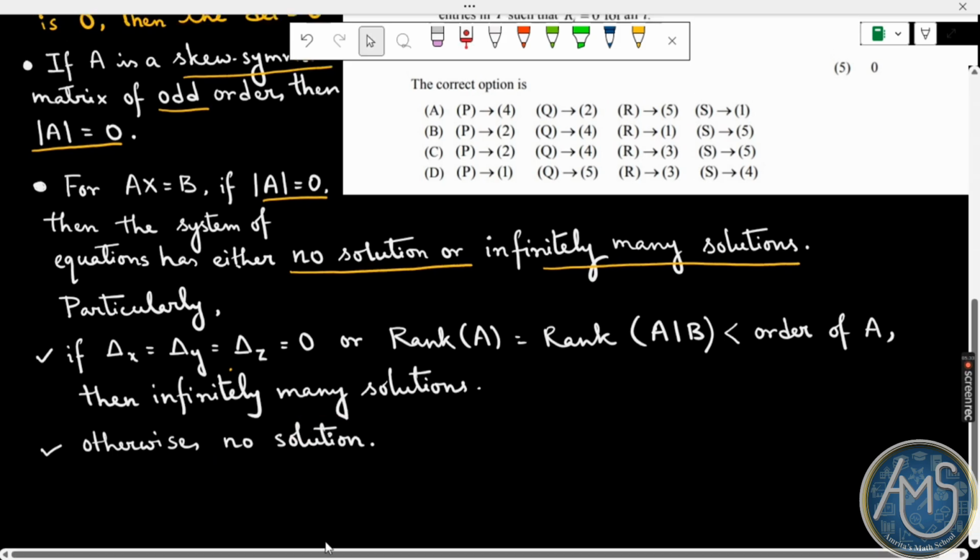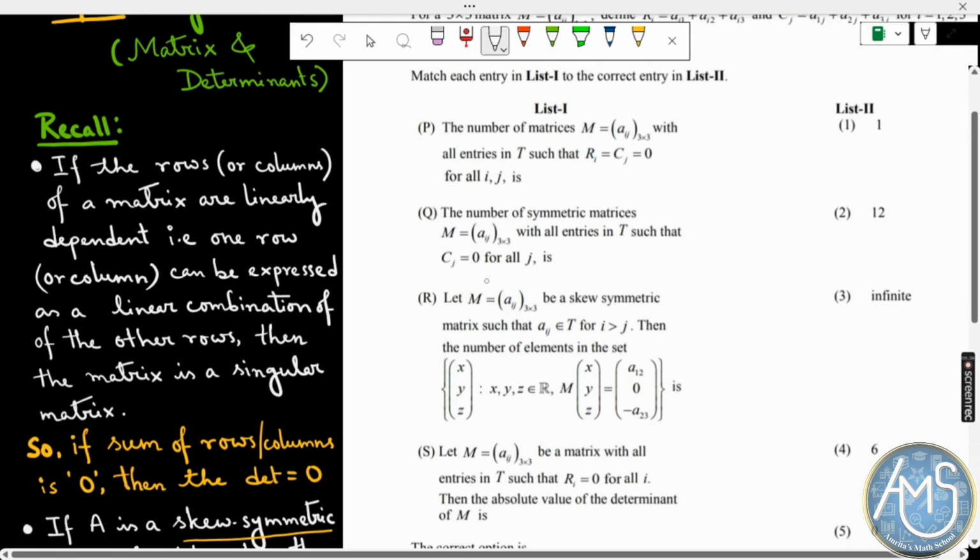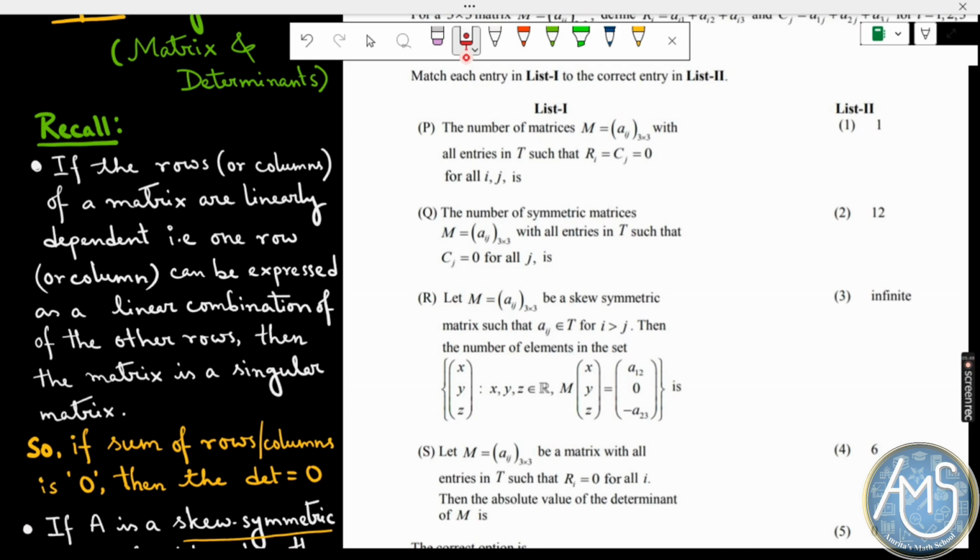So let's solve the question. After reading all the options, from list 1, check the option number S. In S, it is mentioned that the row sum is 0.